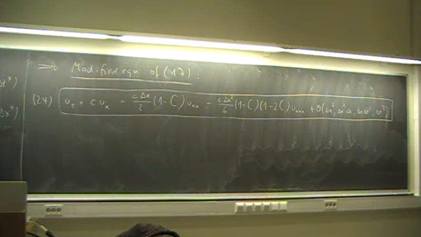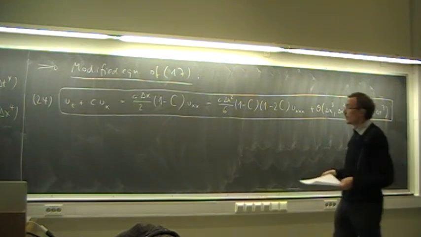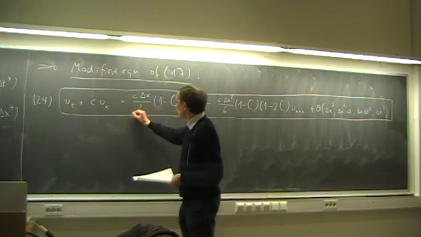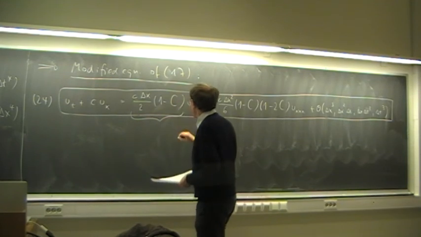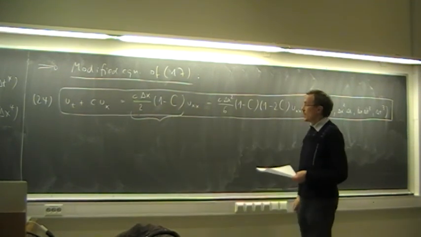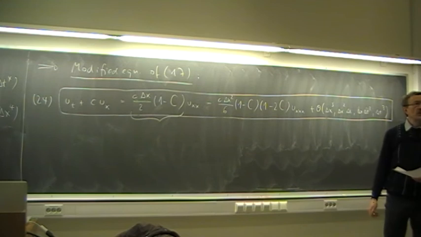And what does this tell us? It tells us that we do not solve the equation that we want to solve. We solve a much more complicated equation. This equation contains something on the right-hand side that has the same form as a viscous term.